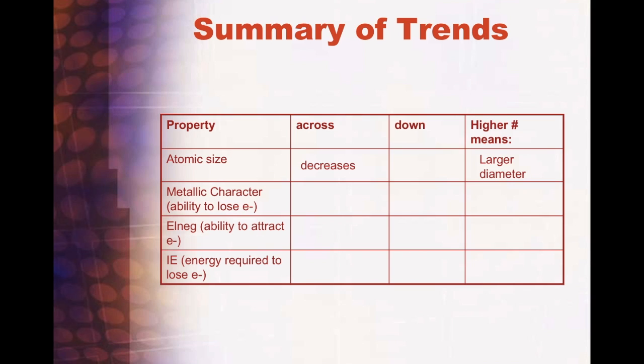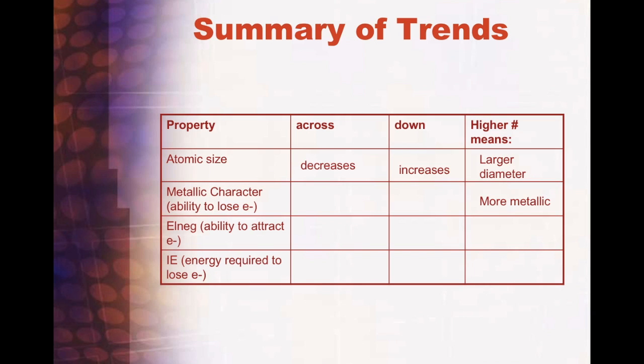in. Going down the table, atomic size increases because the electrons occupy larger and larger valence shells, and each one is further out from the last, so that results in a larger diameter.